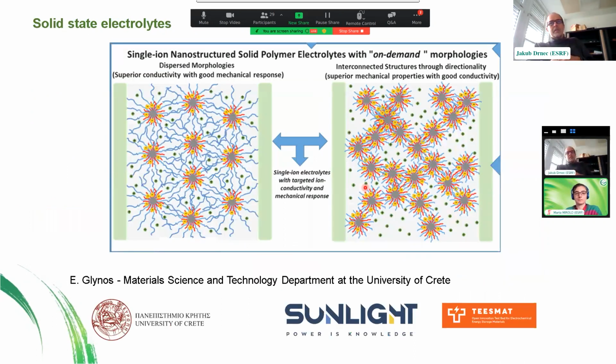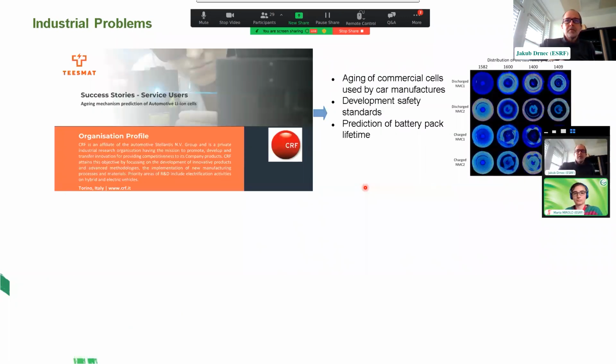So this is something about the electrolytes. I will skip this for now. So we can measure the electrolytes with the small angle scattering as well. We work a lot on industrial problems, right? So we are working, as a part of the TSMAT project, with CRF, that's the Fiat research center, right? They want to use the batteries in their new cars.